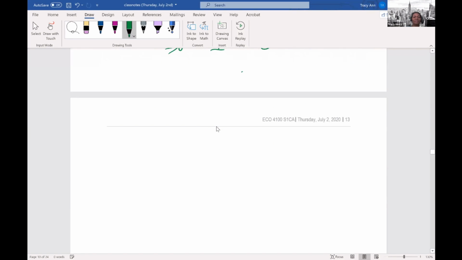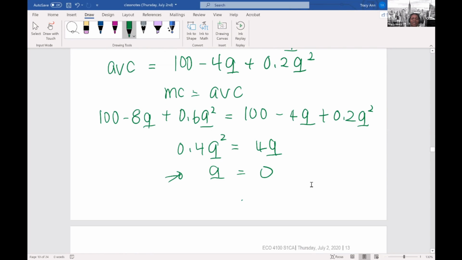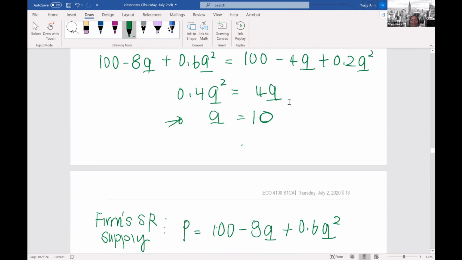So the firm's short run supply, in practice, we're actually saying P is equal to 100 minus 8q plus 0.6q squared for q greater than 0. Did I do something wrong? Yes, I totally did. Q is equal to 10. Right, so if you look at this, I'm going to end up having 0.4q is equal to 4. And so I will have q is equal to 10.